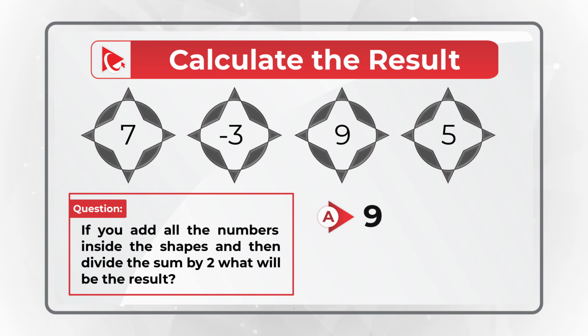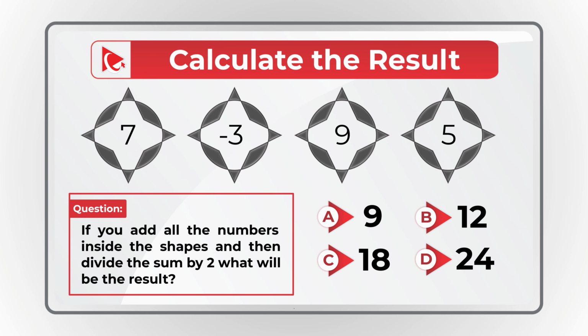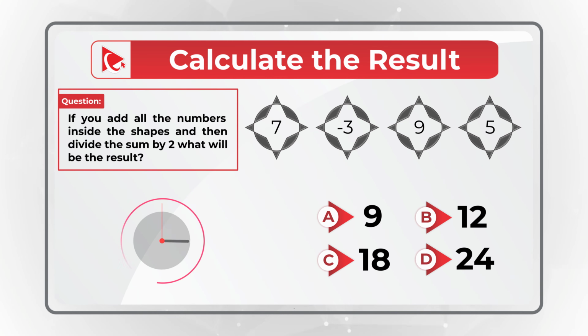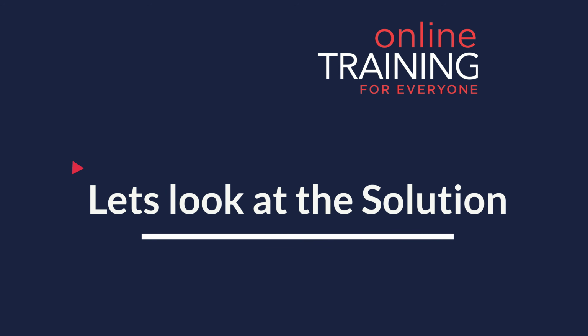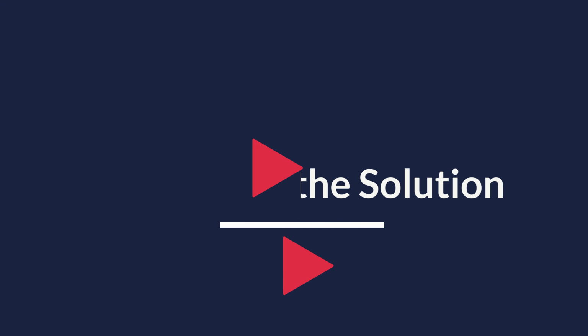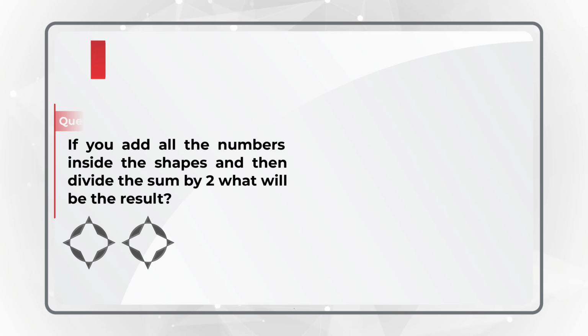Choice A, 9. Choice B, 12. Choice C, 18. And choice D, 24. Do you see the answer? Give yourself a little bit of time. Maybe pause this video and give yourself 10 to 20 seconds to do the calculations. I am pretty sure you figured it out, so I'm moving forward to share with you my version. And obviously, if you have a better way to solve it, please make sure to post in comments.